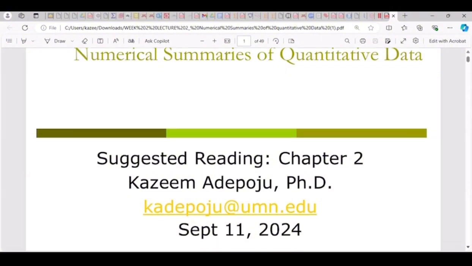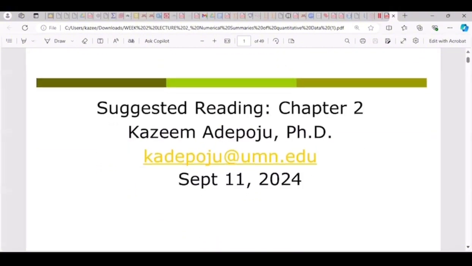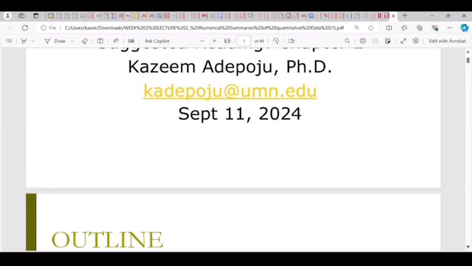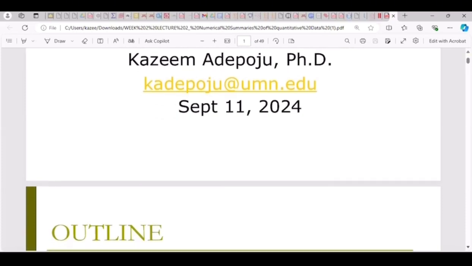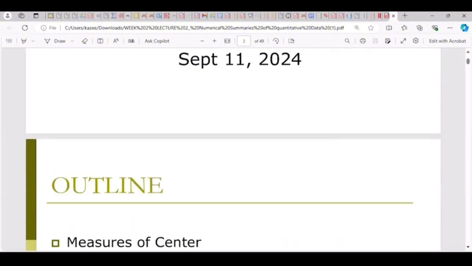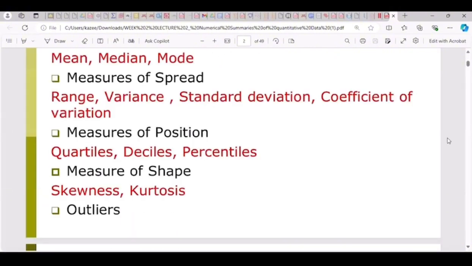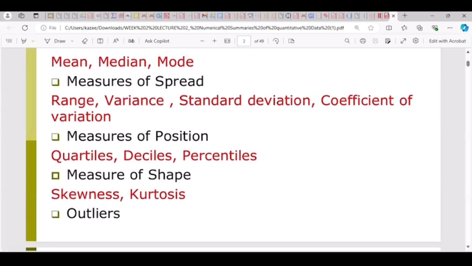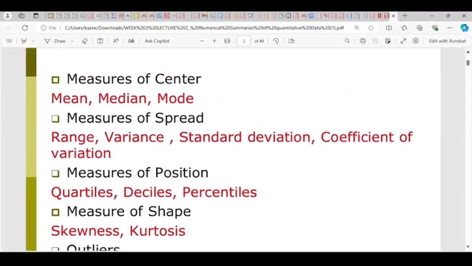Now in the outline, of course, I'm going to talk about some measures. I'm going to talk about the measures of center, the measures of spread, measures of position, and measures of shape. And lastly, I'll talk about outliers.